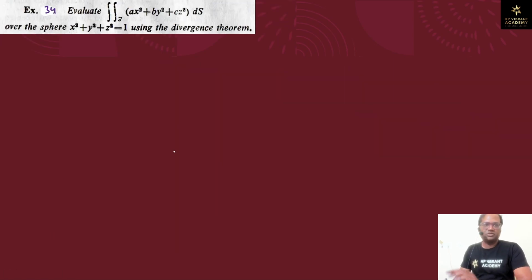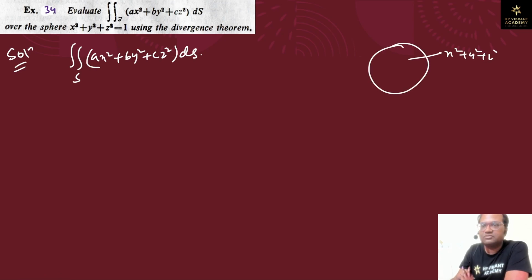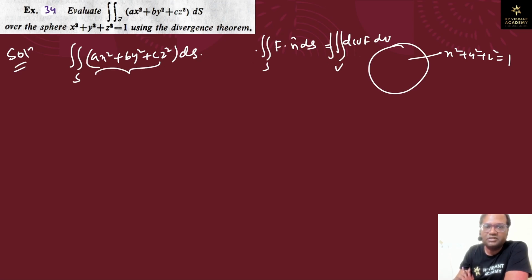Let us discuss question number 34, how we can solve this. We have to evaluate the surface integral of ax square plus by square plus cz square ds over the sphere, where the equation of the sphere is x square plus y square plus z square is equal to 1. On comparing this with the Gauss divergence theorem, we have the theorem as the integral of f dot n cap ds along the surface S is equal to the triple integral of divergence of f dv.